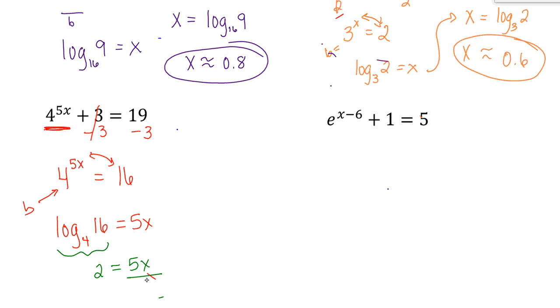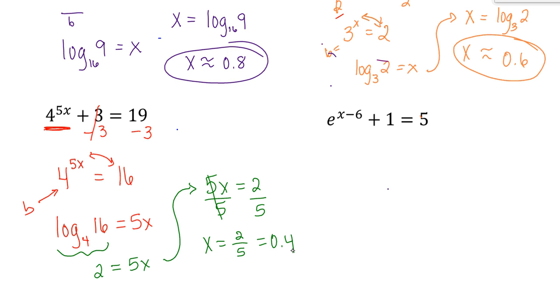And to finish solving, sorry, I prefer to write it with the x on the left side. I should have done that in the beginning. So I'm going to mirror image these guys and say it's 5x equals 2. Get rid of that 5 by dividing. You get x equals 2/5 or 0.4. That one's not approximate. That one's exact because that log came out to be perfect.